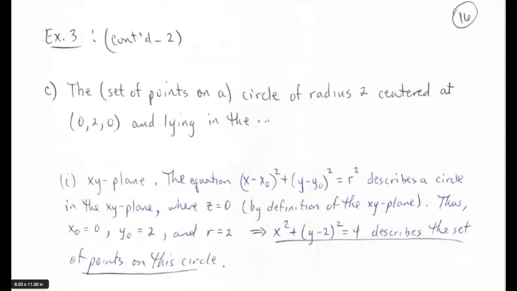So the last round of examples in example 3 asks for the set of points on a circle. I just put the set of points on a circle in parentheses because most of the time when you see these problems in the textbook, they'll just say the circle, but they're implying that there's going to be a set of points on that. So a set of points on a circle of radius 2, centered at the point (0, 2, 0), and this particular circle is going to be lying in a plane, and of course they'll give us the plane that we're referring to. So basically we have a circle of radius 2 centered here, and we've got to choose which plane it's going to be on, what equation is going to describe it.